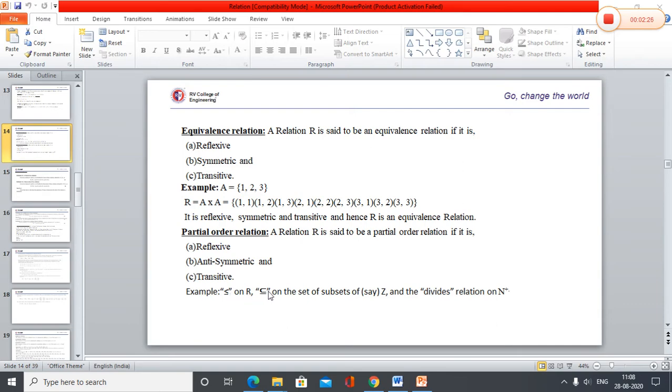So if A is less than or equal to B and B is less than or equal to A, obviously if both conditions are true, then A is equal to B. So it is antisymmetric. Transitive: if A is less than or equal to B and B is less than or equal to C, then definitely A will be less than or equal to C. So the transitive property also holds. So it is a partial order. Now in the same way we can check the subset relation and the divides relation on N plus. What is this N plus? It is the set of positive natural numbers. And Z means the set of all integers.